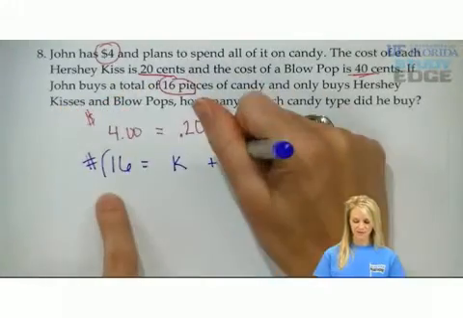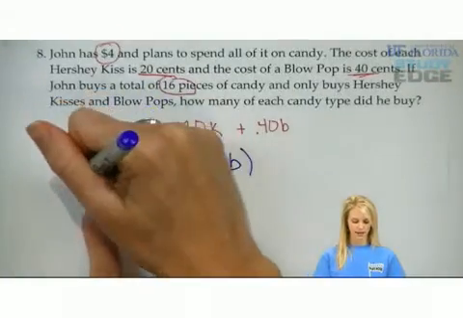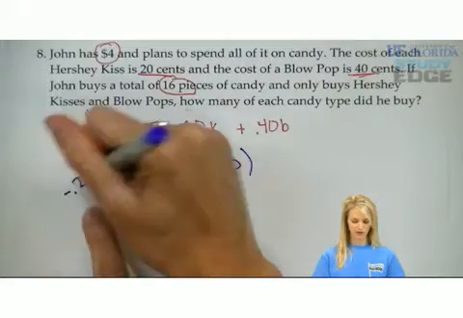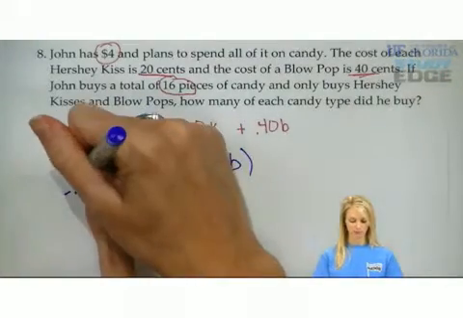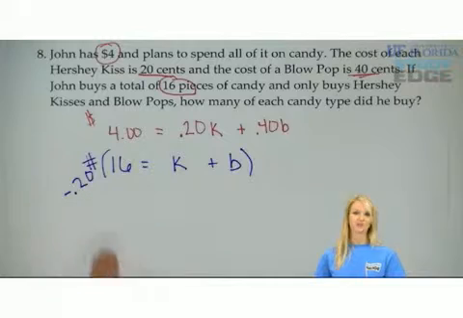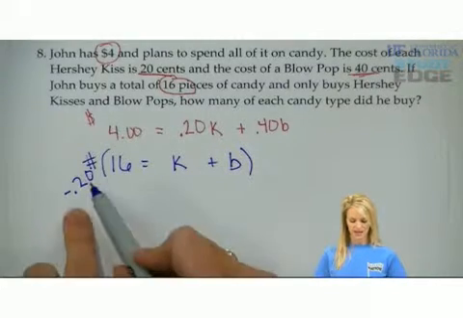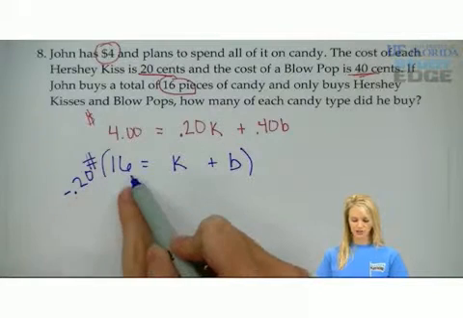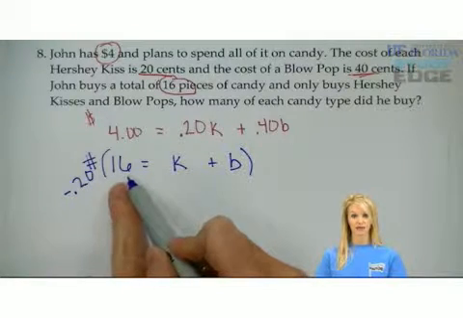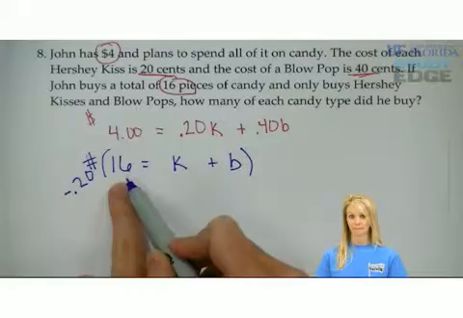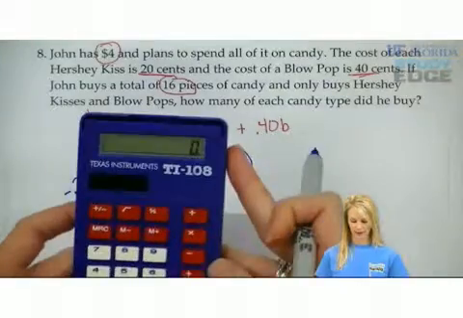I'm going to take everything in this bottom equation and multiply it by negative 0.20. When I multiply it by negative 0.20, I'll be able to eliminate one of my variables. Let's see where that gets us. If we're multiplying negative 0.2 times positive 16, are we going to get a negative or a positive? We're going to get a negative.